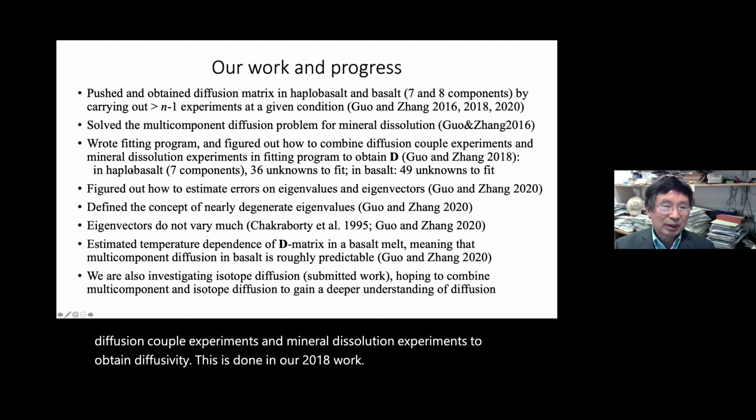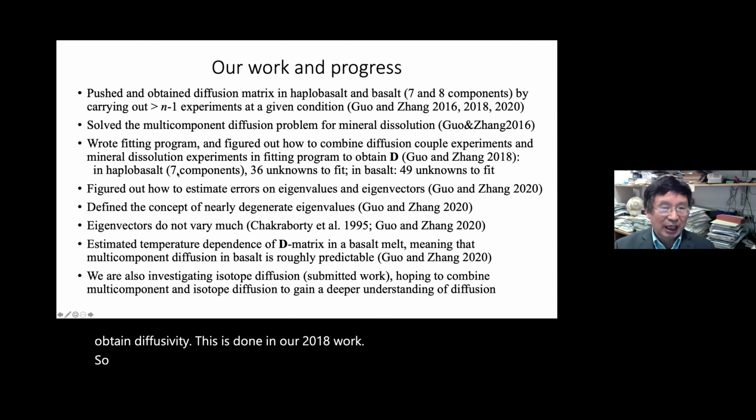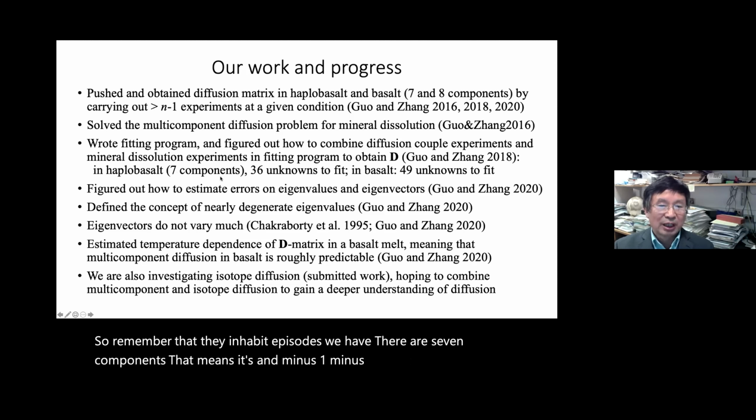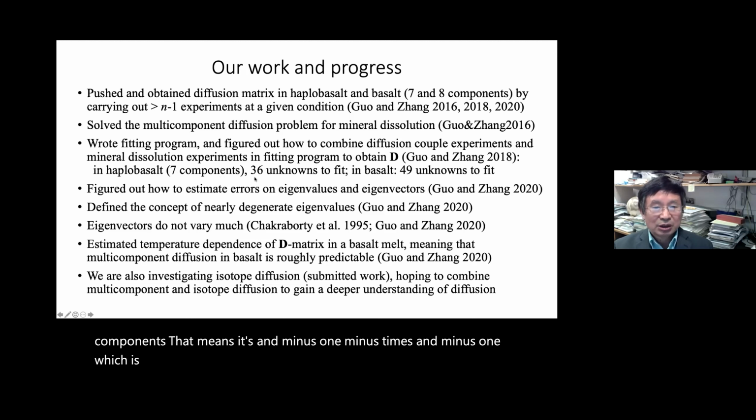Remember that in haplobasalt there are 7 components. That means it's N-1 times N-1, which is 6 times 6, 36 unknowns to fit. In a basalt, there are 49 unknown fitting parameters. So it's tremendous work of fitting.